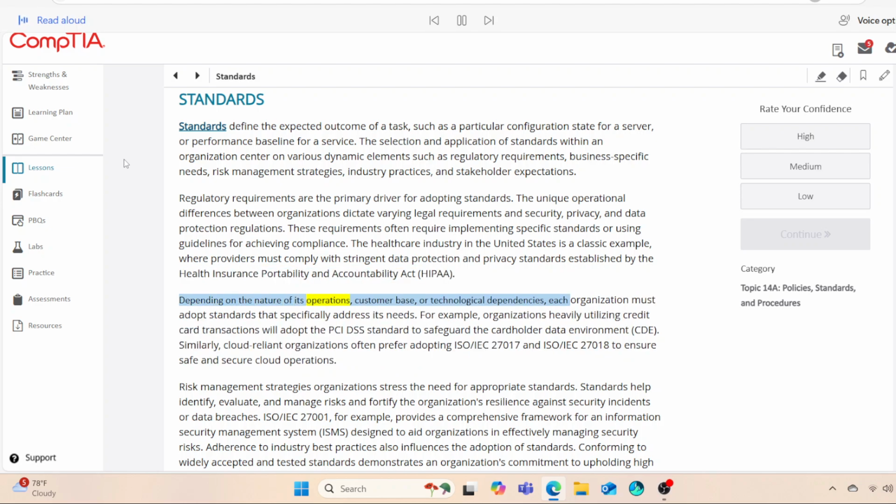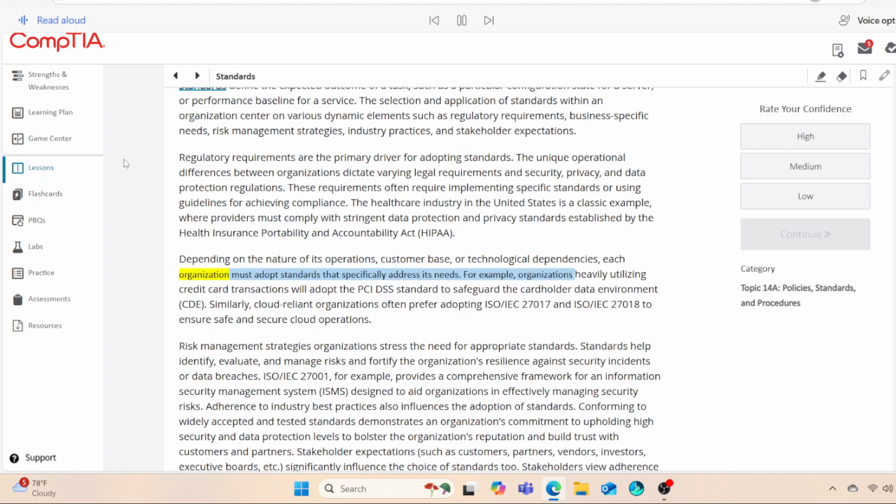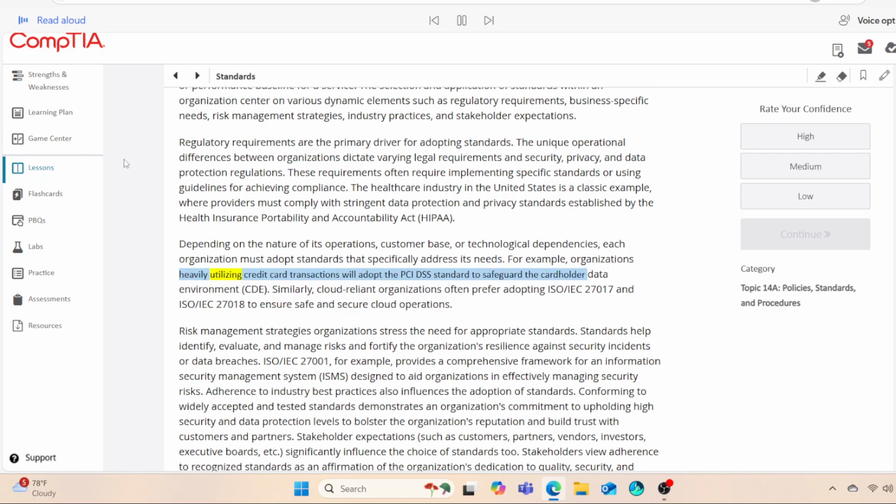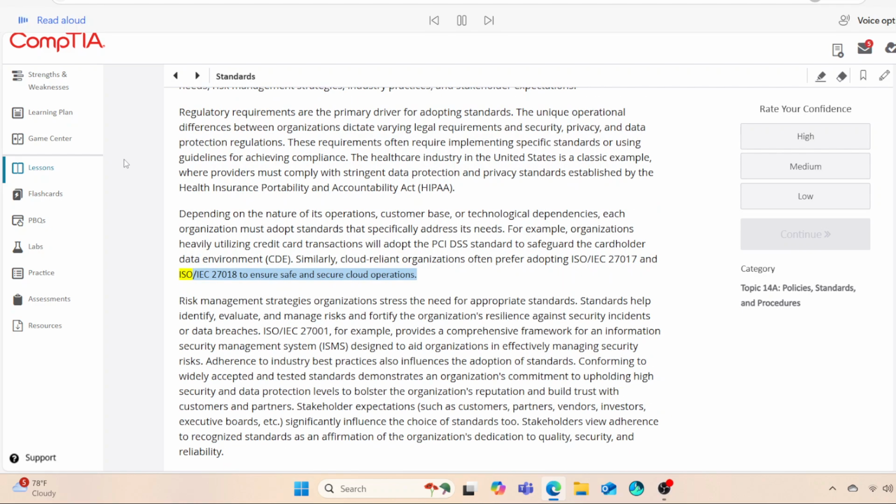Depending on the nature of its operations, customer base, or technological dependencies, each organization must adopt standards that specifically address its needs. For example, organizations heavily utilizing credit card transactions will adopt the PCI DSS standard to safeguard the cardholder data environment, CDE. Similarly, cloud-reliant organizations often prefer adopting ISO/IEC 27017 and ISO/IEC 27018 to ensure safe and secure cloud operations.